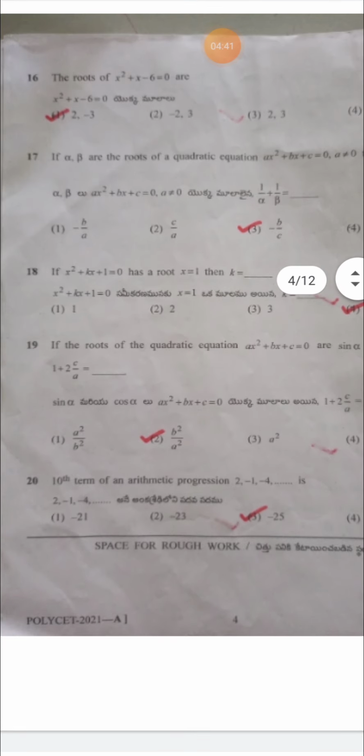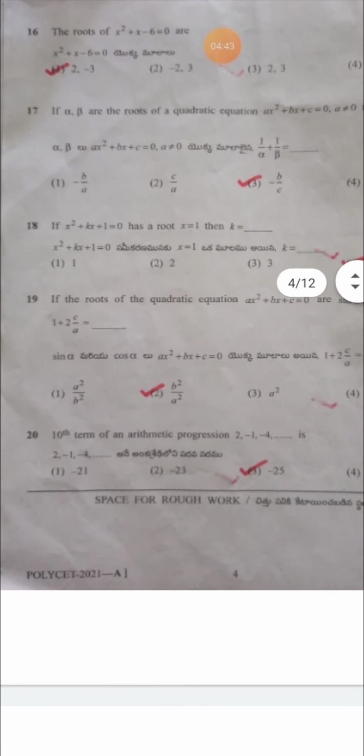So if alpha comma beta are the roots, then 1 by alpha plus 1 by beta will be, if you take LCM, alpha plus beta, sum of the roots is minus b by a, by c by a. So a cancels, minus b by c will be the answer. So that is 17. 18th one answer is minus 2.